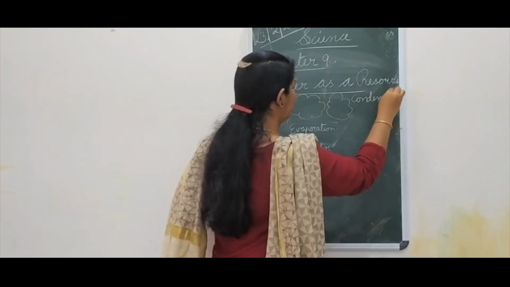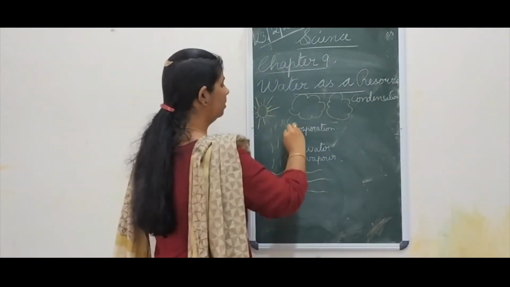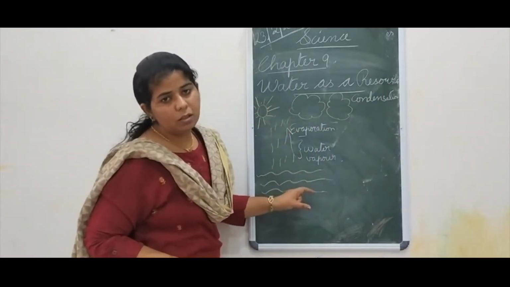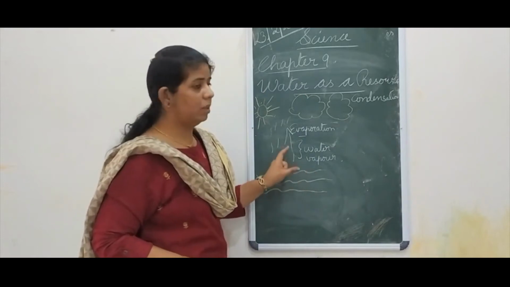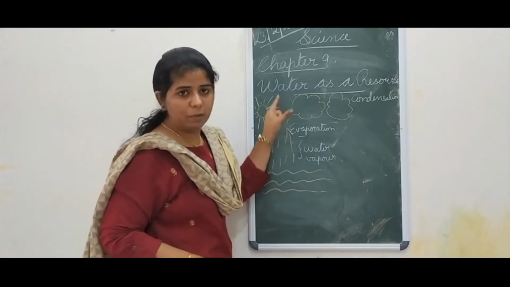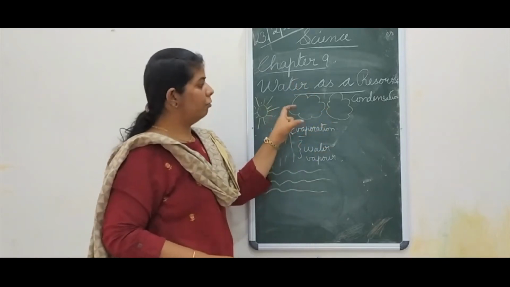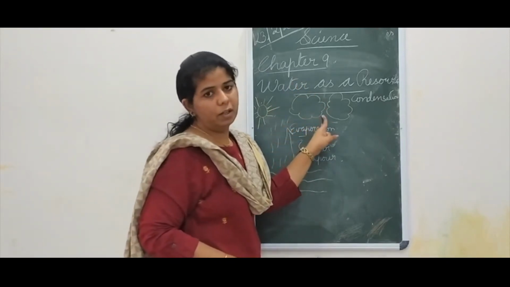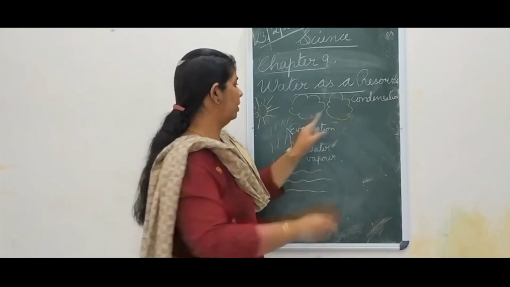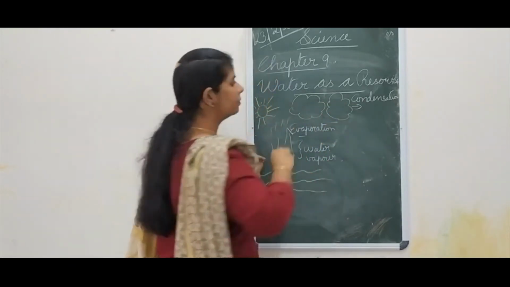Now you understood it, yeah? Evaporation is when the water, when it is heated, goes in the form of water vapor to the sky. From the sky, it cools down and forms into clouds, and that process is called condensation.